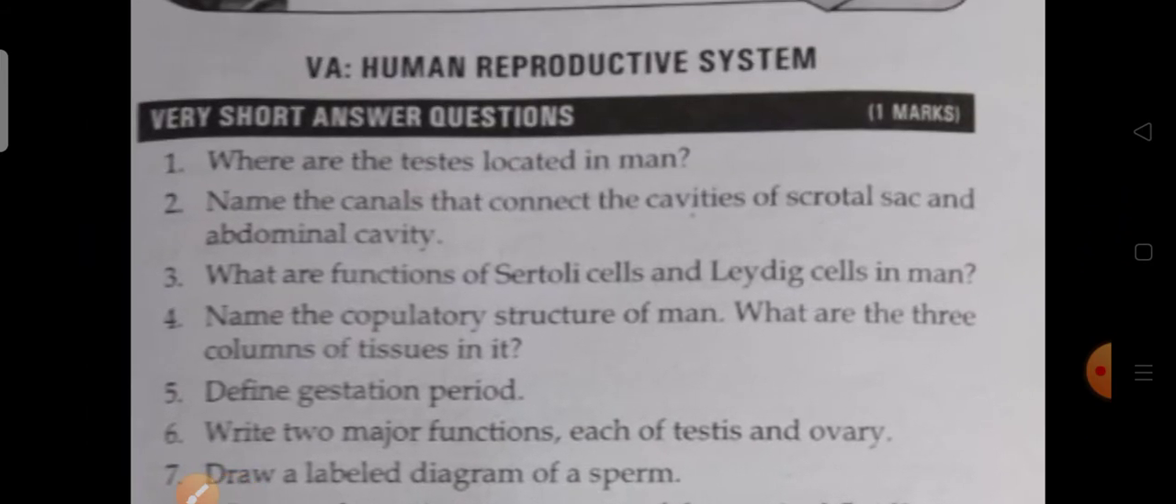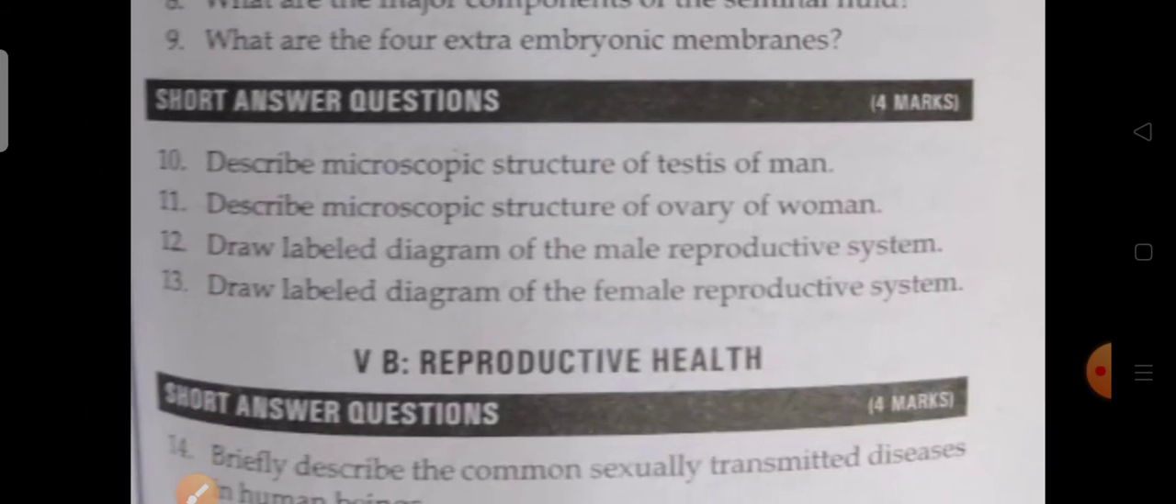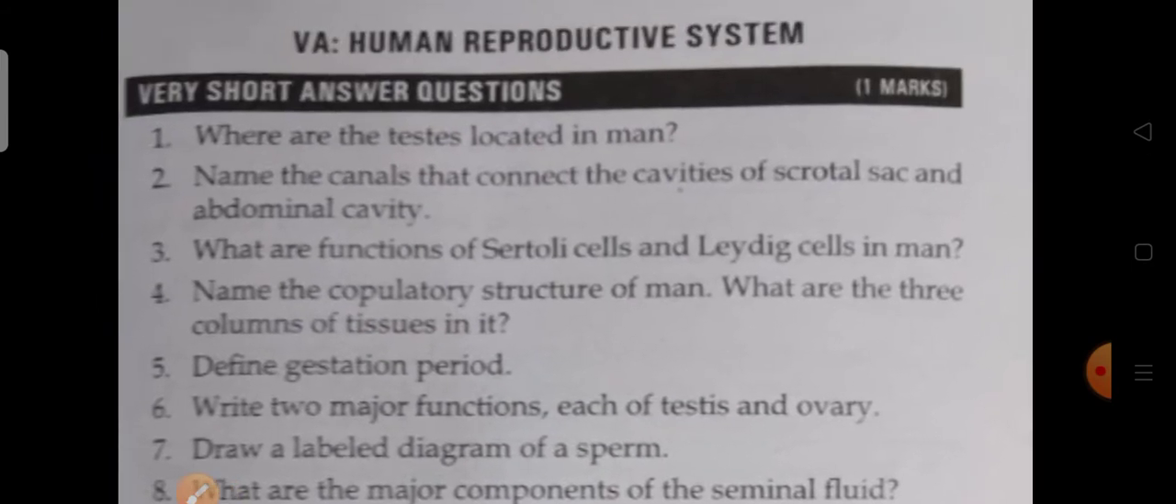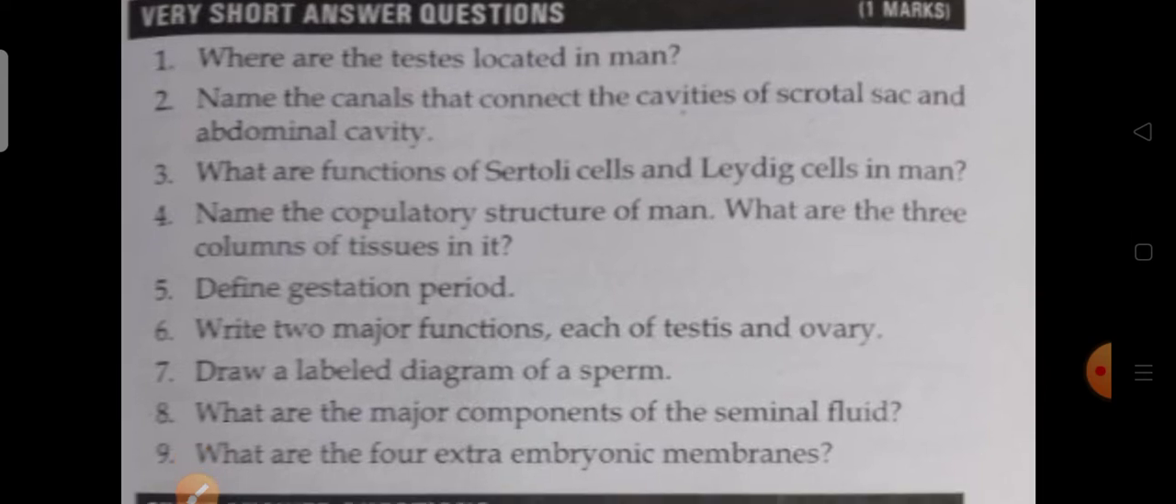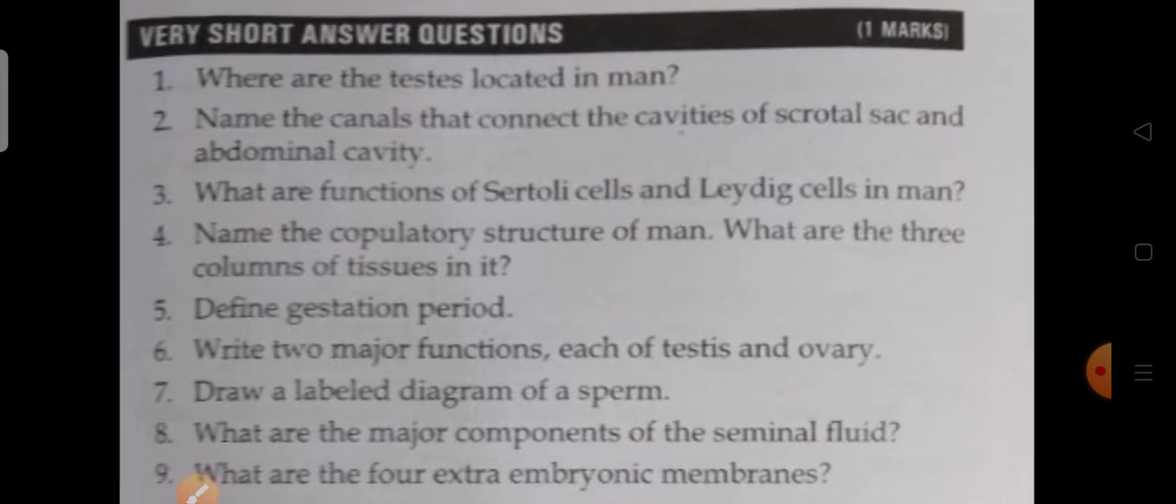Okay, unit 5 is also divided into two partitions. First one is the human reproductive system, second one is reproductive health. These are some of the important questions in unit 5A. Very short answer questions, like one mark questions, there will be nine questions in unit 5A.